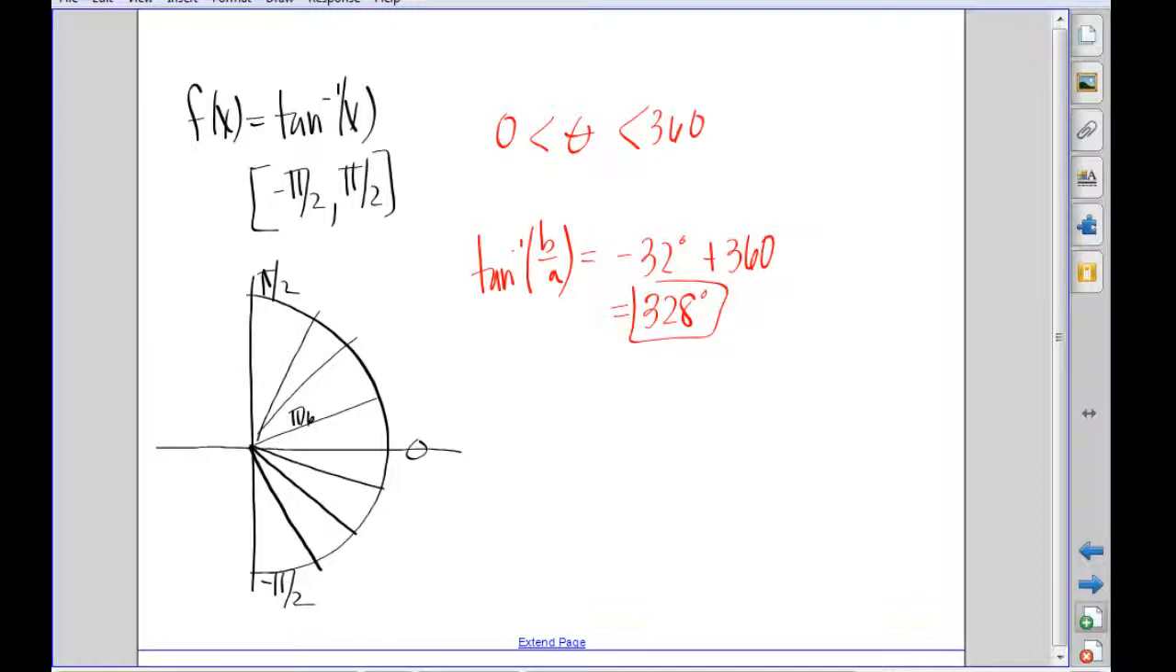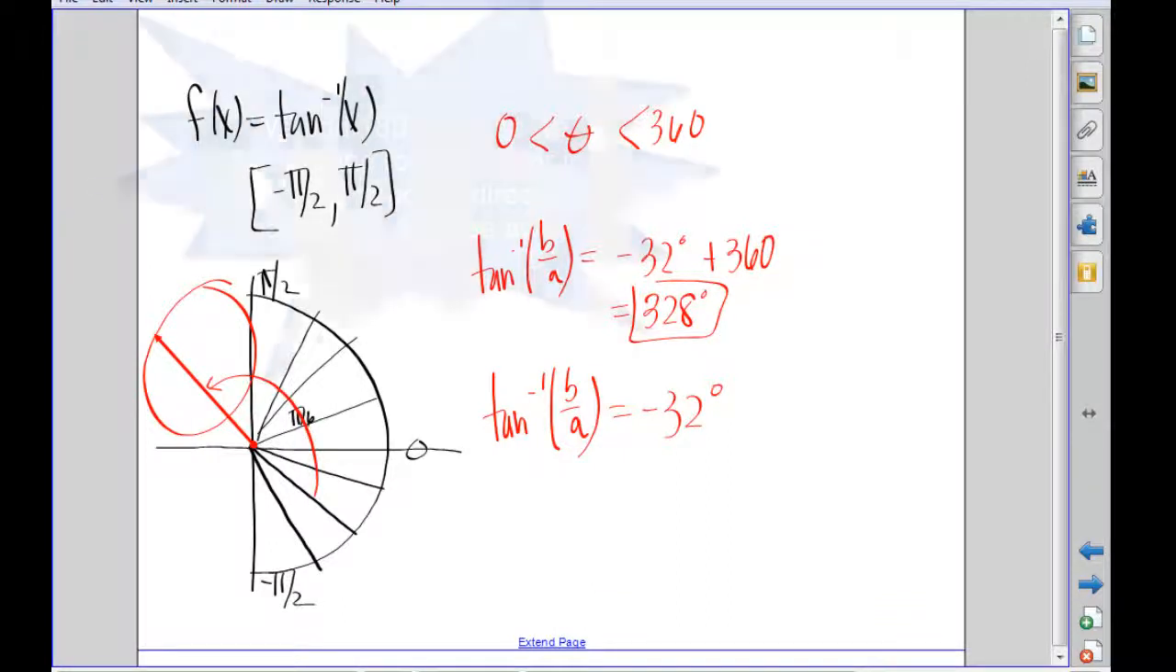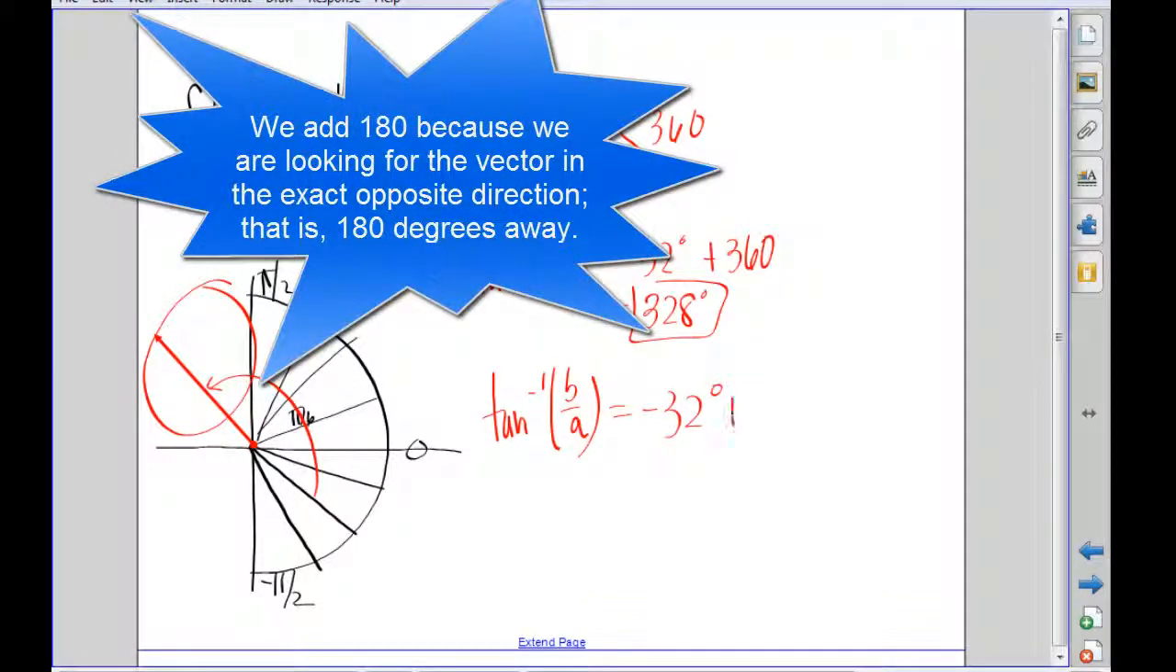Another common situation that occurs when we use our calculator is we've got a vector whose resultant is actually in quadrant 3. But when we plug in inverse tangent of some b over a, and we get negative 32 degrees again, but we know in this case that our resultant vector is in quadrant 3, we actually have to add 180 degrees to this result and come up with 148 degrees.